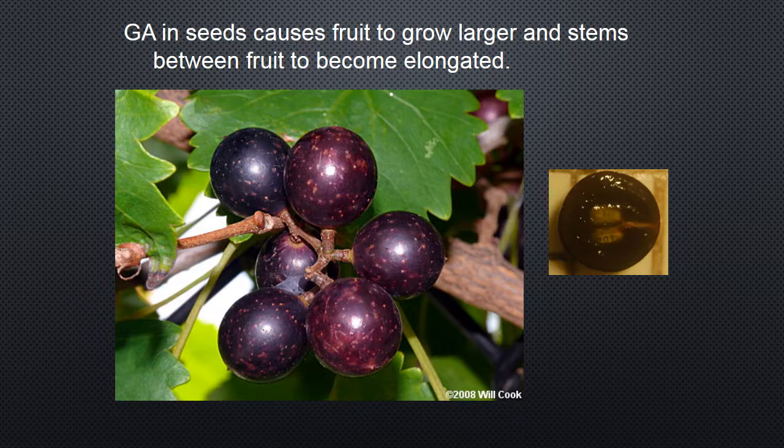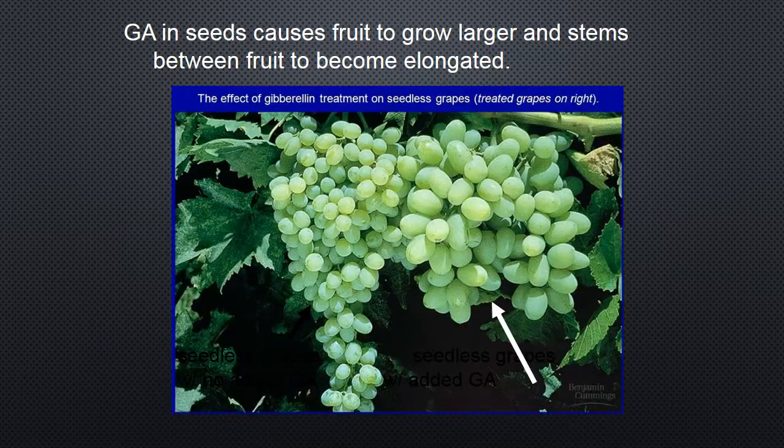And then, like I said, gibberellic acid in seeds causes fruit to grow larger and stems between the fruit to become elongated. So here's our lovely grapes. And here's some more. So if you look at the grapes on the right, you can tell that the fruit itself is much larger than the fruit on the left.